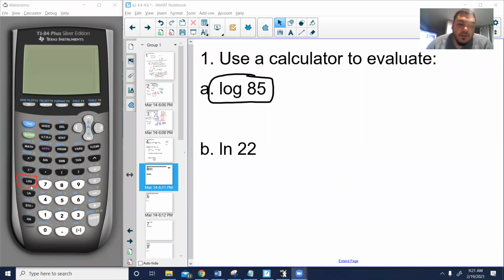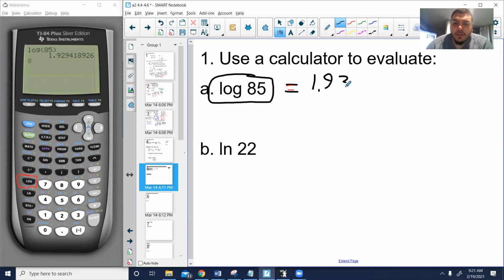So you have the log button here on the calculator. You literally just click it. Then you type in your number, 85, and you click enter. For these situations, I would like you to go to 2 decimal places. I'm going to type it in. There we go. Let's do 2 decimal places. So 1.93. So log of 85 is 1.93.